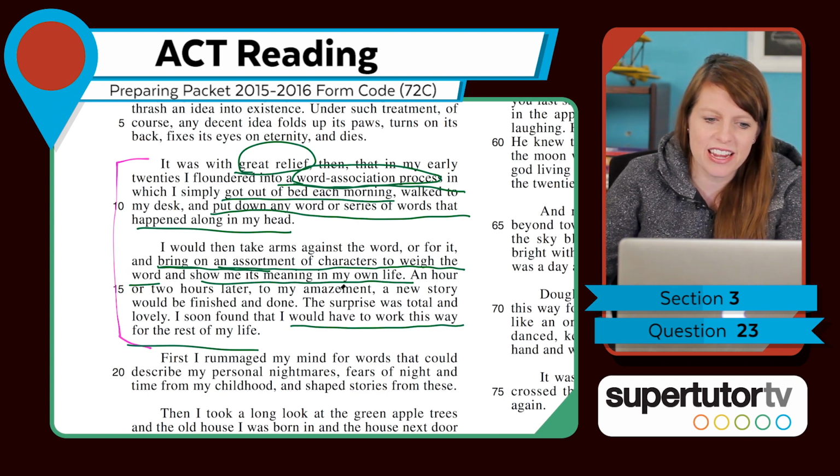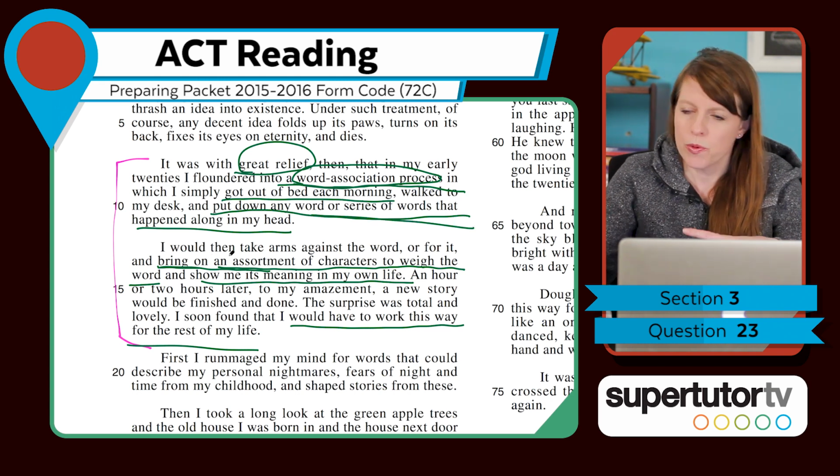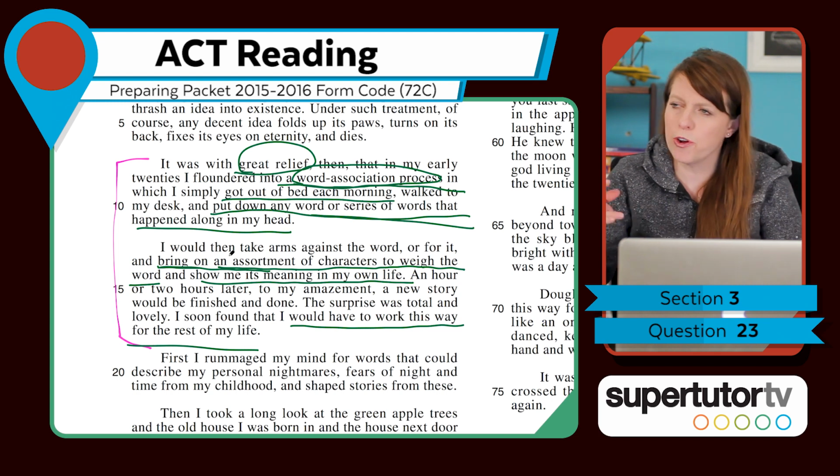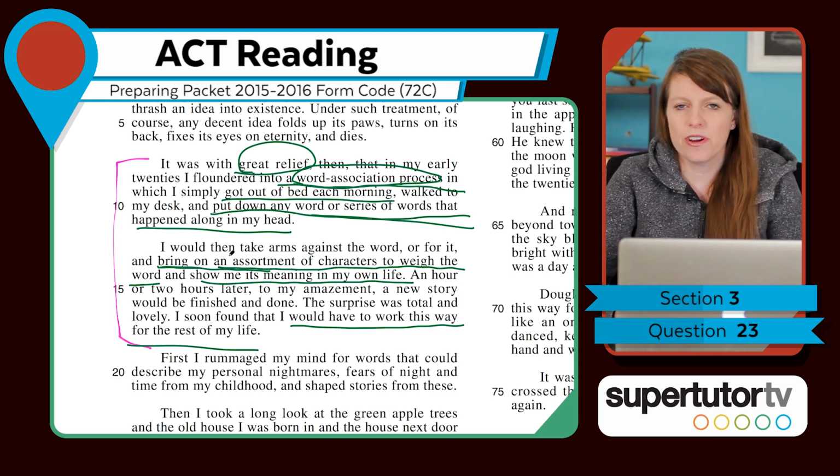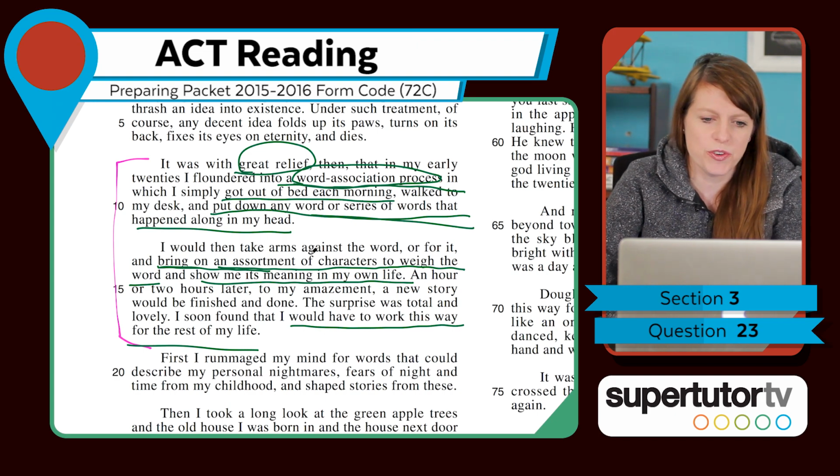So this is his new technique. Sit down, put down a word or a series of words, start to think about it, throw it in some characters' minds, throw it back and forth with the different people, think about all their different perspectives, and then boom, a story is born. Okay, so this is his word association process that he's using.